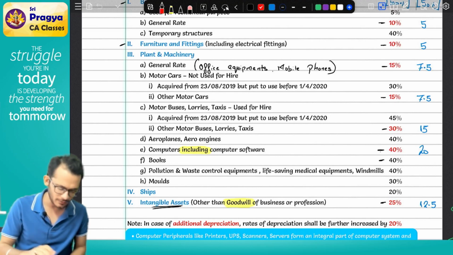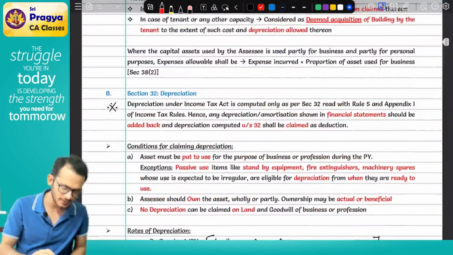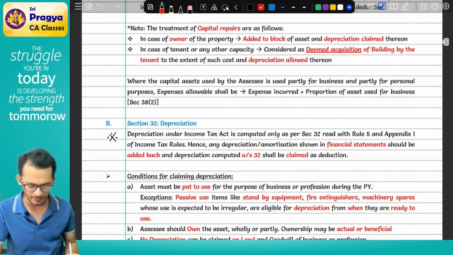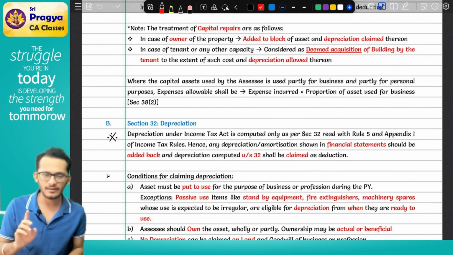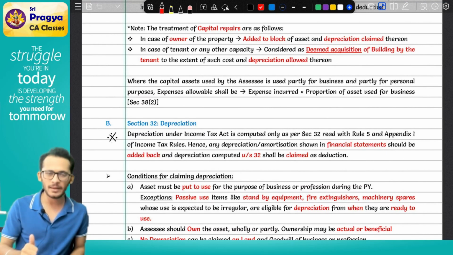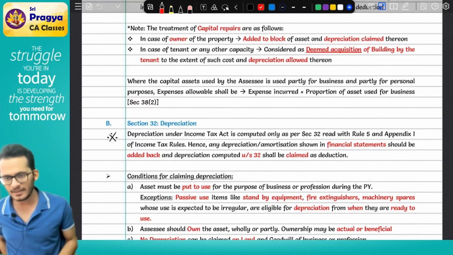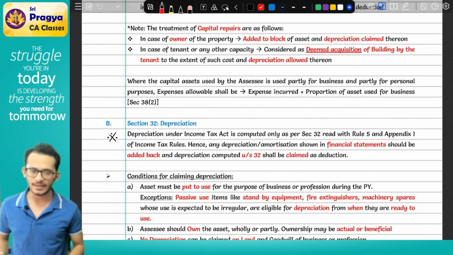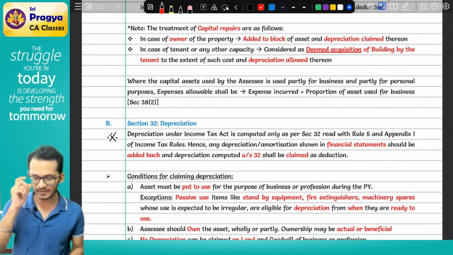We have been discussing depreciation yesterday. Just to remember the depreciation part we discussed yesterday, whatever depreciation is given in accounts is not correct and we have to disallow that expenditure. We have to come back and claim depreciation as per the Income Tax Act. Income Tax gives it under section 32. Yes, under 32 we discussed what happens in a depreciation.